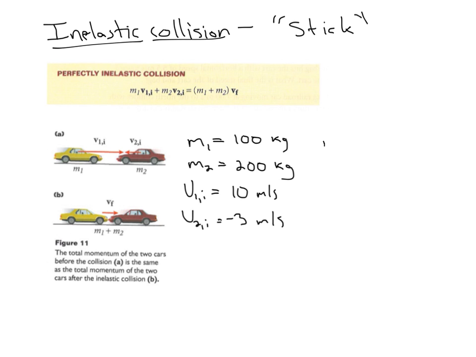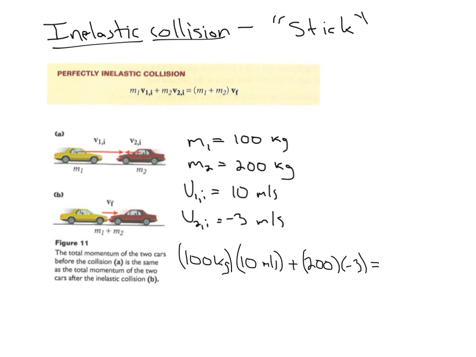So that's going to be 100. Actually, let's do that down here to give us more space. So I'm going to do M1, which is 100 kilograms, times the initial speed of car 1, which is 10 meters per second. And I'm going to add that to M2, which is 200 kilograms, times V2, which is a -3. Negative is the direction. And that's going to equal a combined mass. So after the collision, so actually let's stop here and let's calculate this.